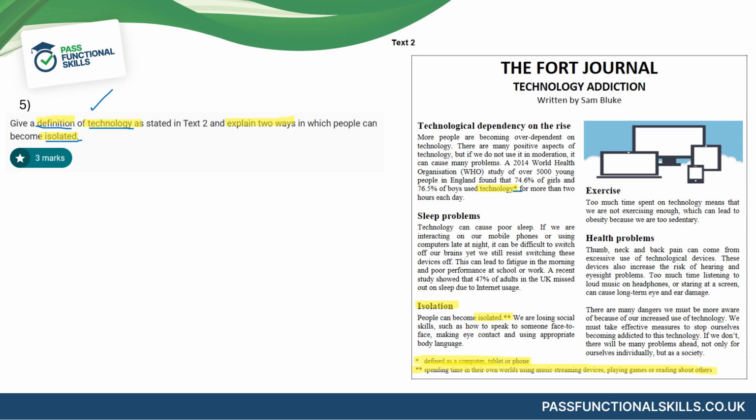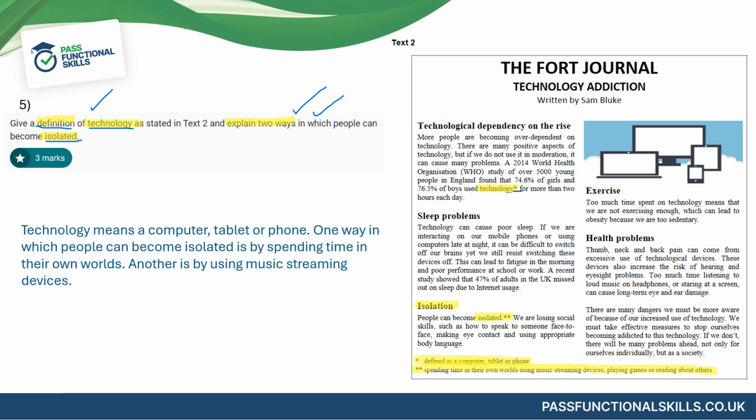So any 2 of those would be our next 2 marks. If we just have a look at our written solution here, technology means a computer, tablet or phone. So that's our straightforward definition of technology from the footnote. And then one way in which people can become isolated is by spending time in their own worlds, again taken directly from the footnote. Another is by using music streaming devices, again taken from the footnote. So we've got our next 2 marks there.